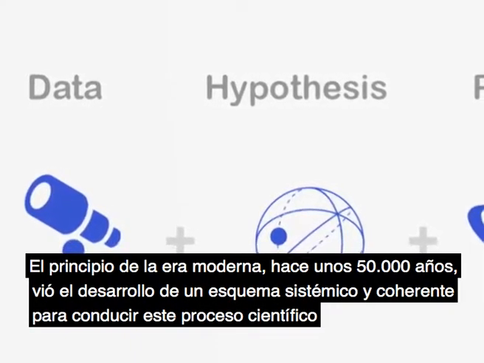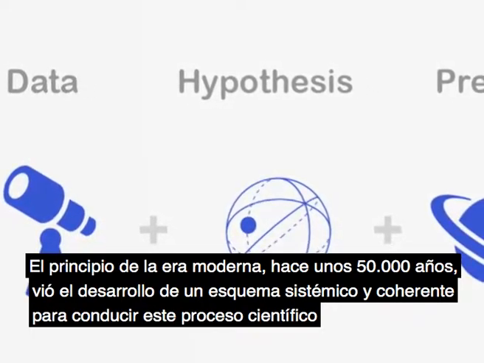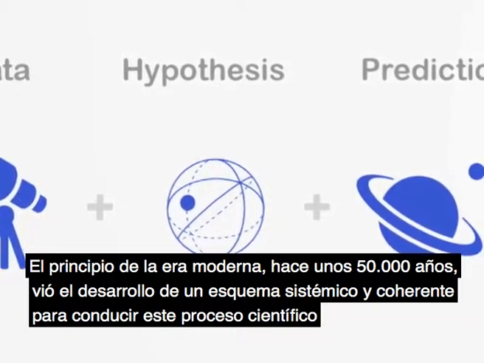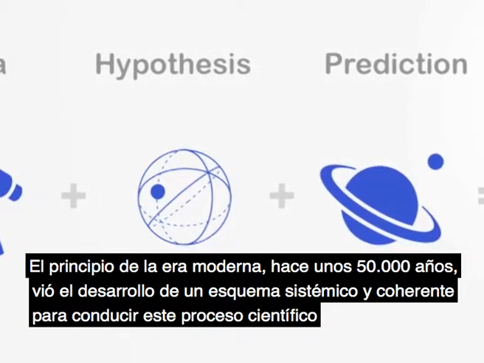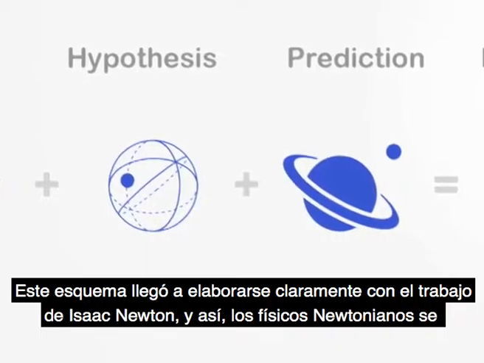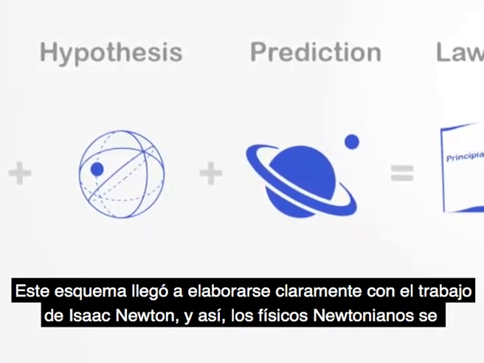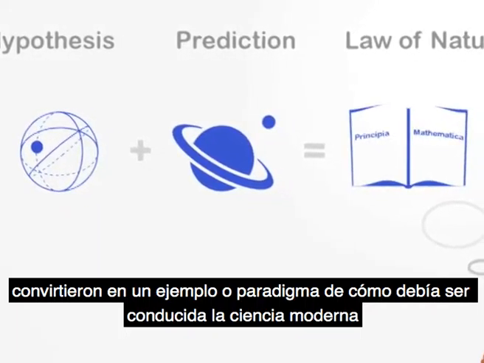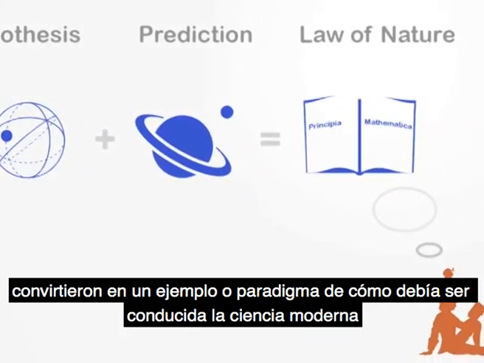The beginning of the modern era, approximately 500 years ago, saw the development of a systematic and coherent framework for conducting this scientific inquiry. This framework became most clearly formulated within the work of Sir Isaac Newton, and thus Newtonian Physics became an example or paradigm of how modern science should be conducted.